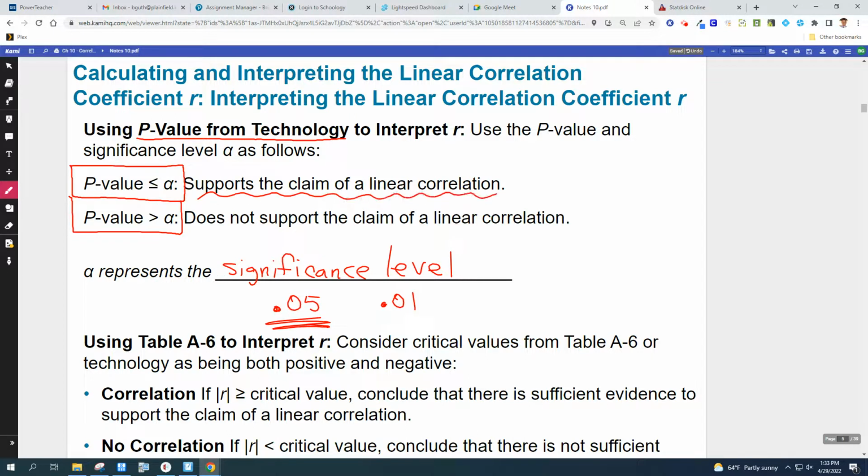So notice the gray language. It doesn't come right out and say, yes, there definitely is. It says, okay, it looks like there is. And greater than alpha does not support the claim of a linear correlation.